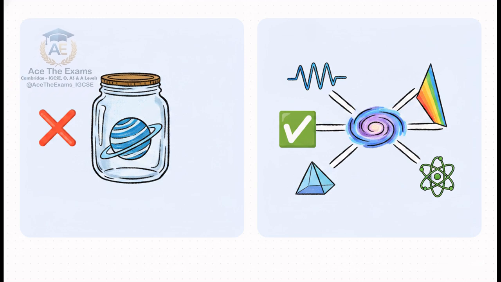It rules them all. For instance, linking the redshift of distant galaxies back to the fundamental physics of the Doppler effect, or tying it into the specific properties of electromagnetic waves, shows a profound, deeply integrated understanding of the subject. It shows the examiner you aren't just blindly reciting a textbook. It proves you are genuinely thinking like a real physicist.